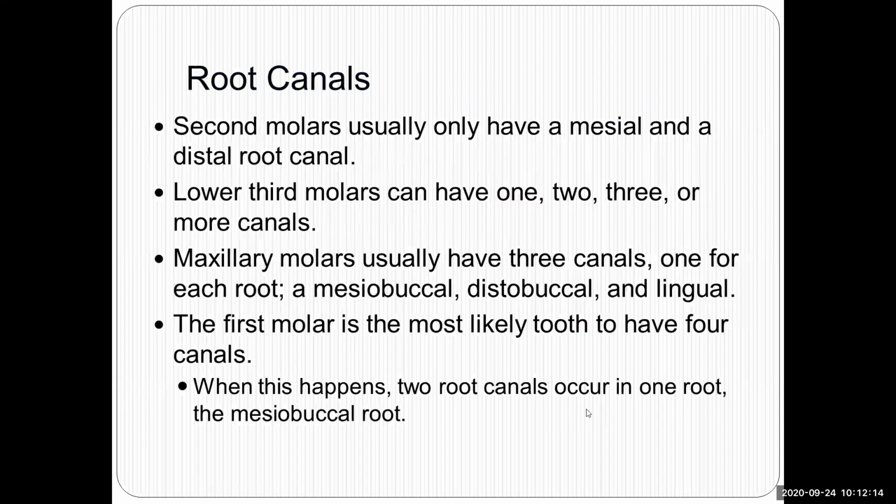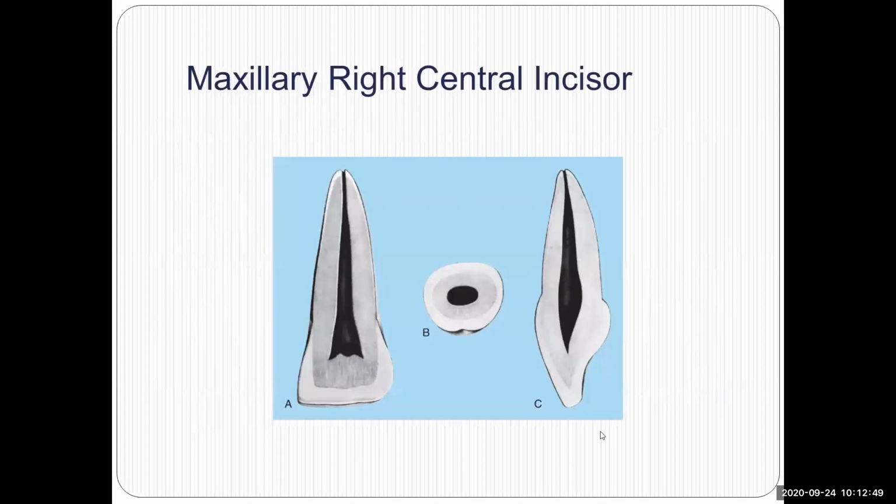Second molars usually have a mesial and a distal root canal, because they've got a mesial and distal root. The lower third molars, again, third molars, anything can go. It can have 1, 2, 3, or more canals. Maxillary molars usually have 3 because they've got 3 roots. The first molar is more likely to have 4 canals, again with that mesial buccal root, which is the longest and the fattest of all the 3 roots, going to maybe have 2 canals. One canal.